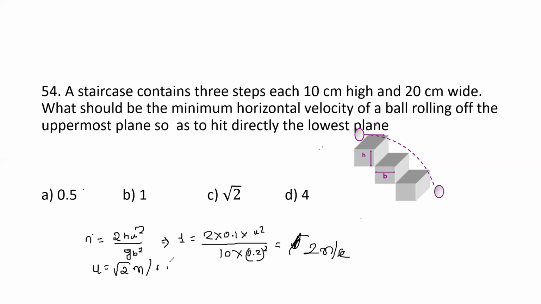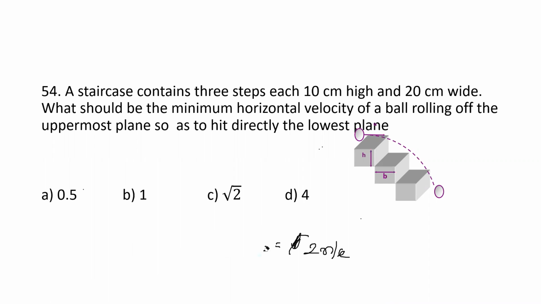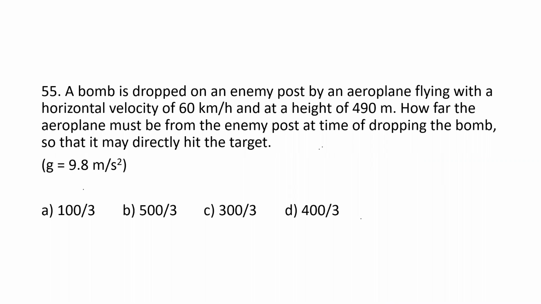Then the next question is, a bomb is dropped on an enemy post by an aeroplane which is flying with a horizontal velocity of 60 km per hour and at a height of 490 meter. How far the aeroplane must be from the enemy post at time of dropping the bomb so that it may directly hit the target? So here we need to calculate the value of distance. Okay.